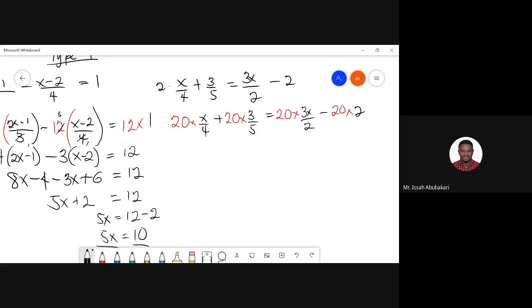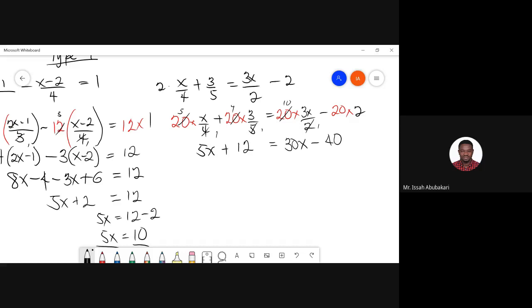Now, let's try to do our cancellation. 4 into itself 1, 4 into 20, 5. 5 into itself 1, 5 into 20, 4. 2 into itself 1, 2 into 20, 10. So let's write what we have left out. So we have 5 times x is what? 5x. And we have plus 4 times 3 is what? 12. It's equal to 10 times 3x is 30x. Minus 20 times 2 is what? 40.